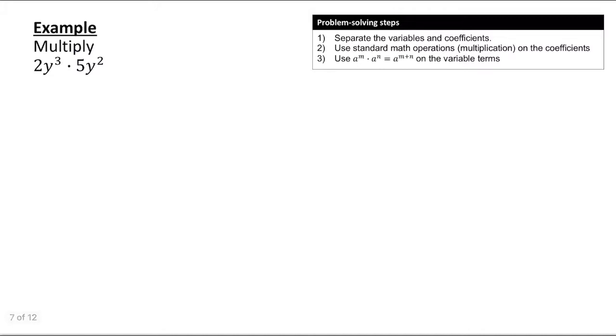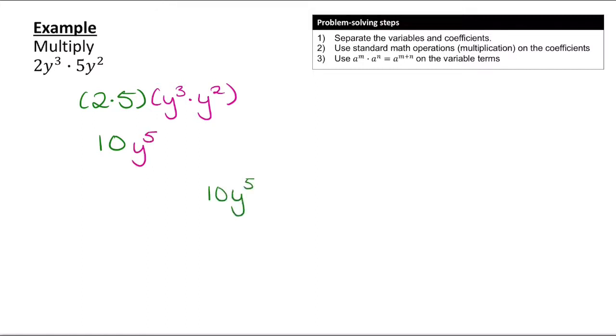Let's try now multiplying 2y cubed times 5y squared. Once again, I'm going to pull out the coefficients. So we have 2 times 5, and then we have y cubed times y squared. The 2 times 5, we just do regular multiplication, and we get 10. The y cubed times y squared, we add those exponents, and we get y to the 5th. So the overall answer is going to be 10y to the 5th.